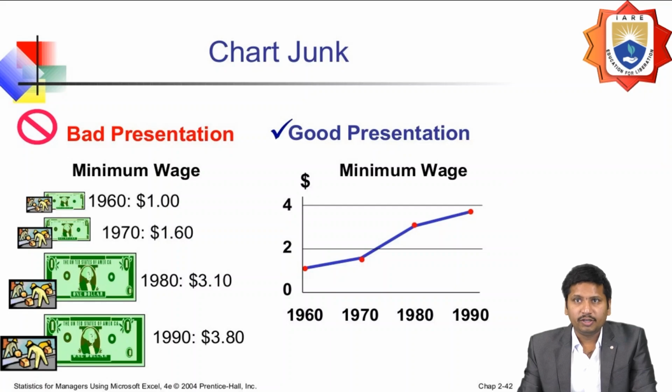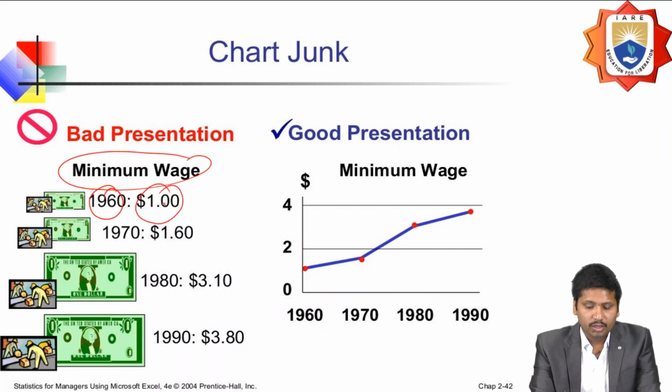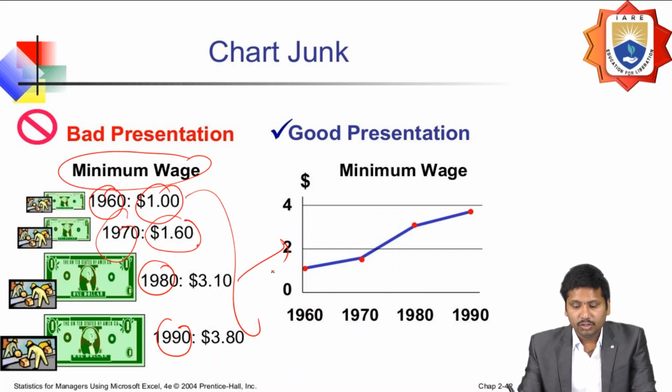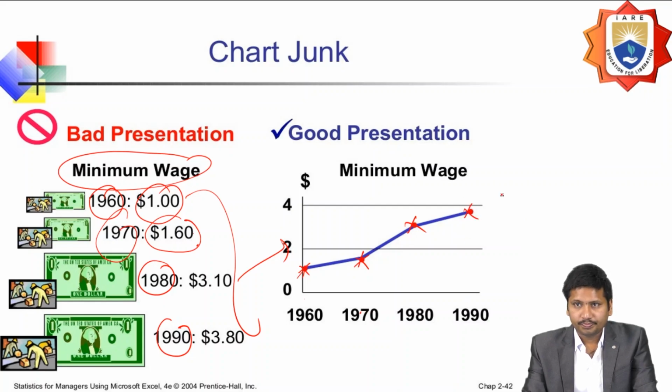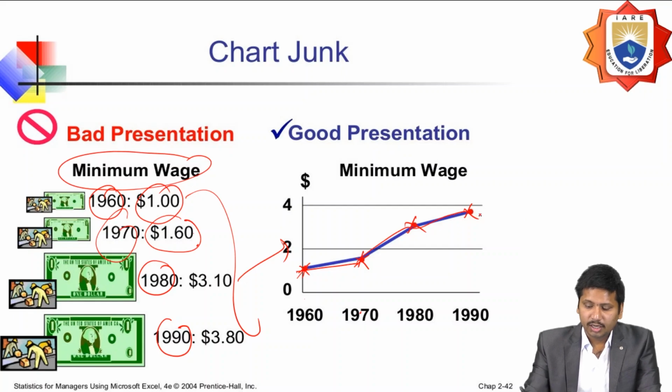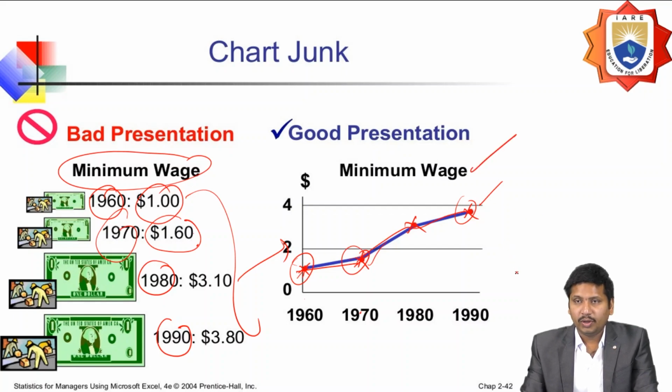So let me show some good and bad presentations of this. Take minimum wage. In 1960 it should be $1, in 1970 slightly increased, and similarly in 1980 and 1990. Instead of representing it like this, the better representation is in the form of this diagram. In 1960 it is $1, which I marked here, and for 1970 it is 1.60. By joining all these, the line represents that the wage values for all persons go on increasing year by year. It is the better way of representing this.